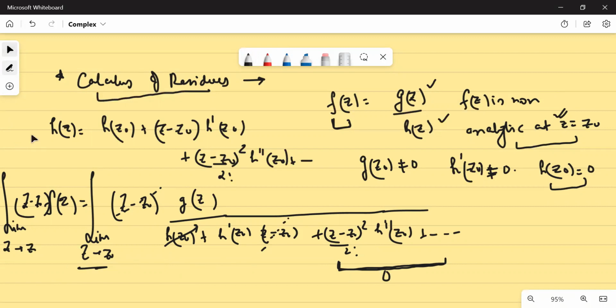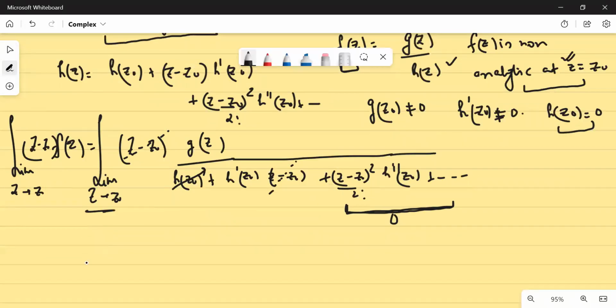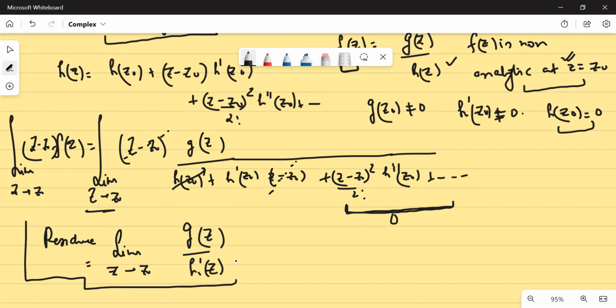So in such cases, the residue can alternatively be found as the limit z tends to z naught of g(z) upon h dash z, which is g(z naught) upon h dash z naught. So the residue formula becomes this, only for the cases where f(z) has a simple pole and f(z) can be expressed as a quotient of two analytic functions. Are you getting my point? Yes, sir. I can derive the same formula for other cases also, but you will not be able to remember that formula, so I'm leaving it.